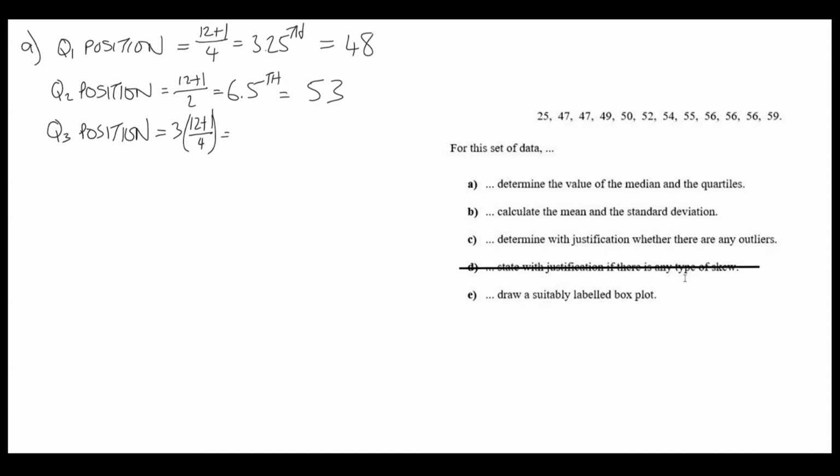It's 3 times (12+1)/4. It's 3 times 3.25. It's the 9.75th position, in between the 9th and the 10th. It's 56 since they were both 56.